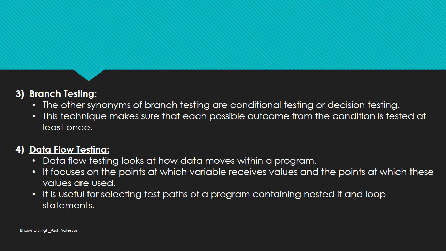Then the next method is data flow testing. Data flow testing looks at how data moves within a program. It focuses on the points at which a variable receives a value and the points at which these values are used. It is useful for selecting test paths of a program containing nested if and loop statements.